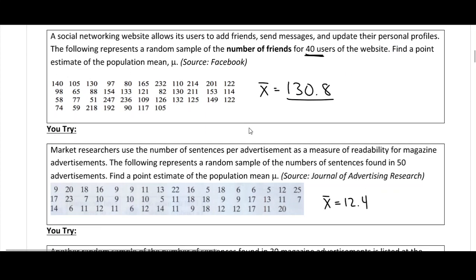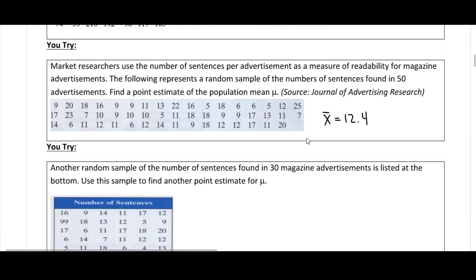Let's go ahead and take a look at the second example here. Market researchers use the number of sentences per advertisement as a measure of readability for magazine advertisements. The following represents a random sample of the numbers of sentences found in 50 advertisements. Find a point estimate of the population mean.